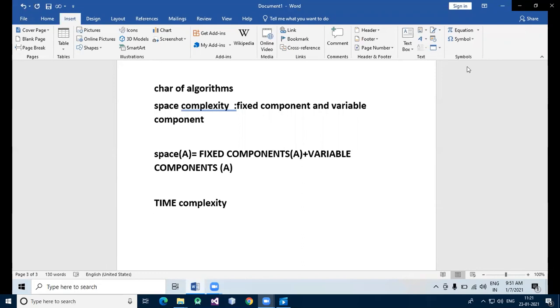Time complexity of an algorithm, when converted to a program, is the amount of computer time it needs to run to completion. The time taken by a program is the sum of compile time and execution time. The compile time is independent of the instance, that is, problem specific characteristics.